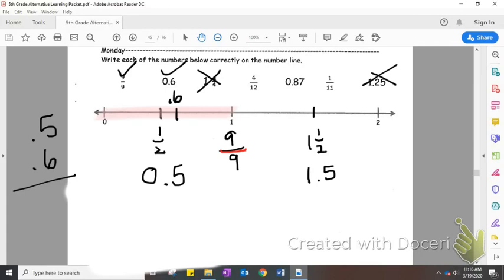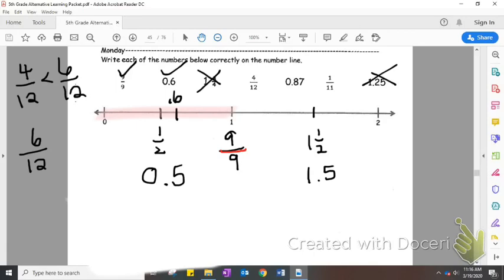Okay, 4/12. So, a couple of things. There's a lot of ways I could figure out where to put this fraction. First of all, I know that 6/12 is equivalent to 1/2. 4/12 is less than 6/12. The denominator is the same, so I can compare the numerators. 4 is less than 6. Well, if 6/12 is here, then 4/12 has to be below that, about here.